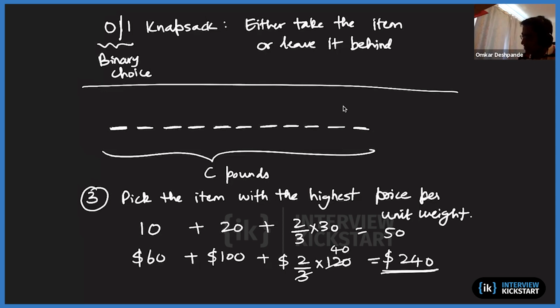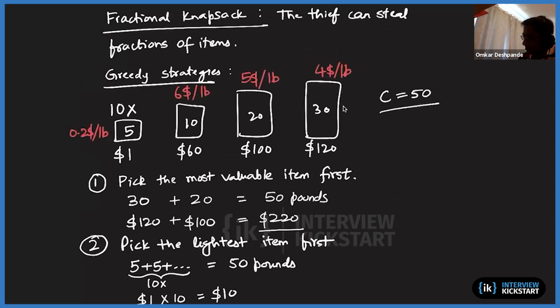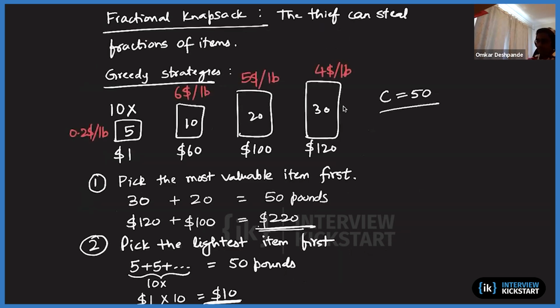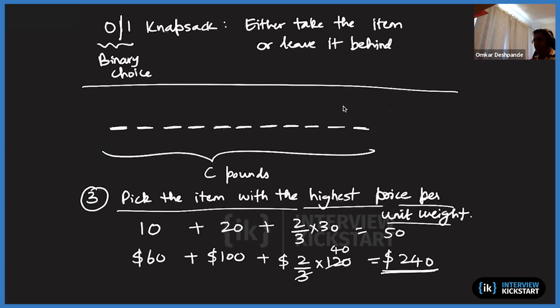Now if you notice here, this $240 is more than $220 and it's much more than $10. So among these three greedy strategies, it looks like picking the item with the highest price per unit weight has been the most profitable. Ignore the 0-1 knapsack for now. We are focused on the fractional knapsack here. So the question is, is this the optimal strategy, or could there be some other greedy strategy I don't know about which could produce something even better than this?